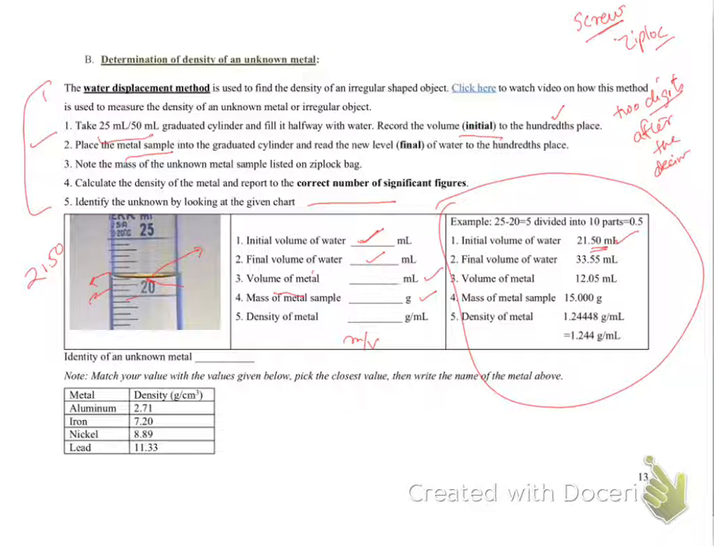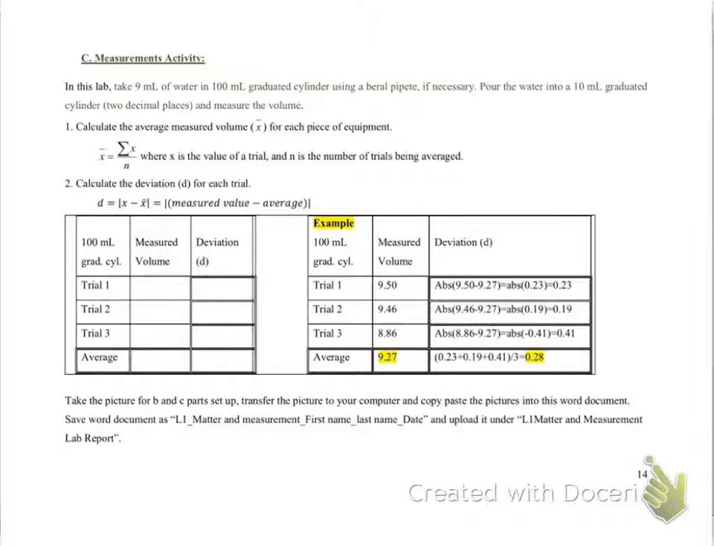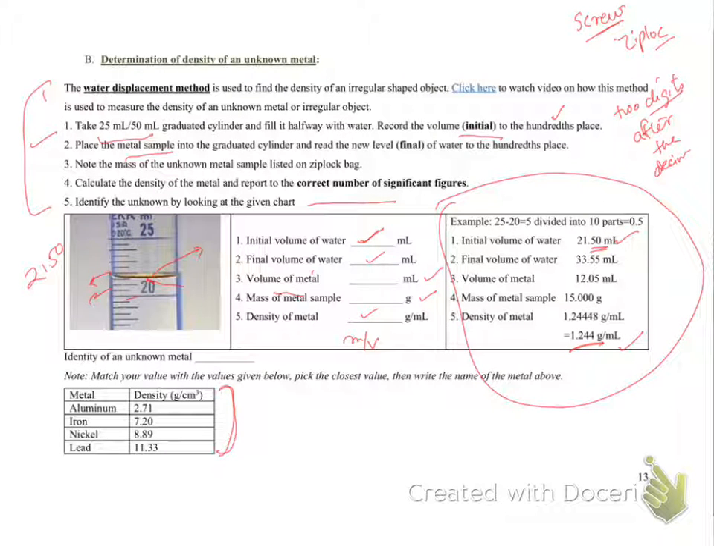Please read this. Once you found the density, then you match your number with the densities given here. Remember, you're not going to find the exact one. Pick the closest one. Let's say I am getting, for example, 1.244. So which one is the closest one to 1.244? It's aluminum 2.71. So I'm going to put that as an answer. Don't forget to take the pictures of these. I need to see definitely a picture of the nail, the screw inside the graduated cylinder.